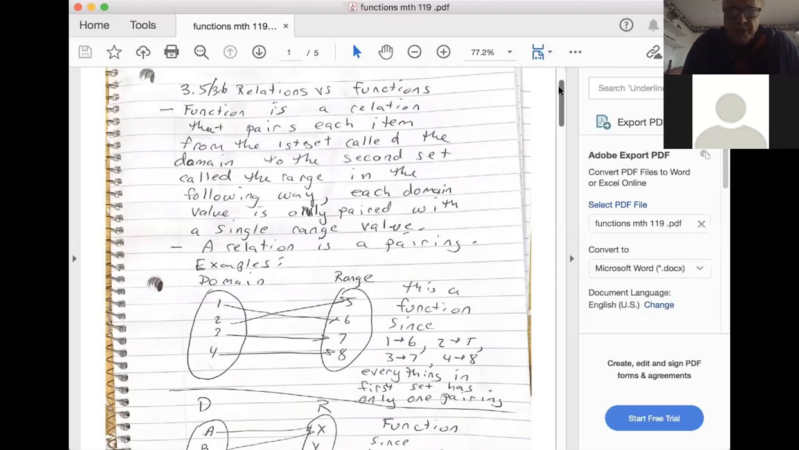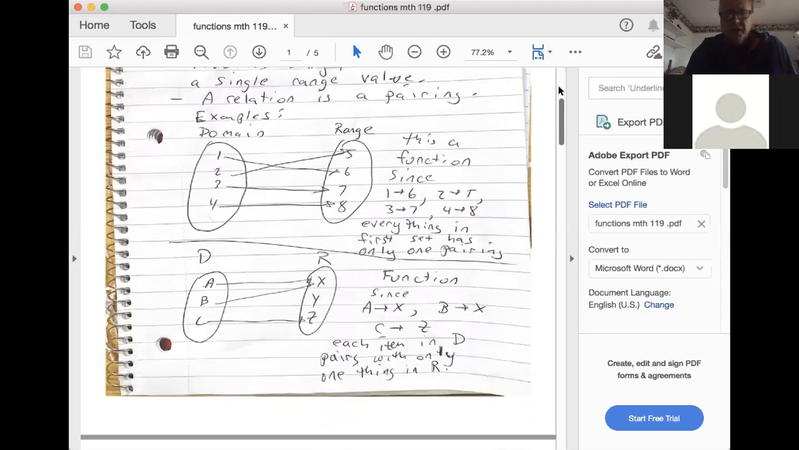Each domain value is only paired with a single range value. For example, we can look at functions as an arrow diagram. Our domain is 1, 2, 3, 4, and our range is 5, 6, 7, 8. 1 gets paired off with 6. 2 only gets paired off with 5. 3 only gets paired off with 7, and 4 only gets paired off with 8. Since each domain value has one pair in range, it's a function.